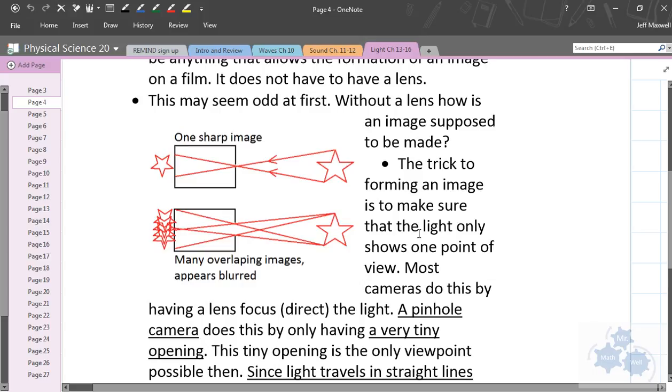The trick in forming an image is to make sure that the light only shows one point of view. So that's why the hole in the camera must be pretty small, to let very few rays of light through at a time. If the hole is big, there are lots of light rays and they start to overlap each other and you don't see a clear image. So if you have a small hole in this pinhole camera, then you have very few rays of light coming through and you're able to sharpen up that image.